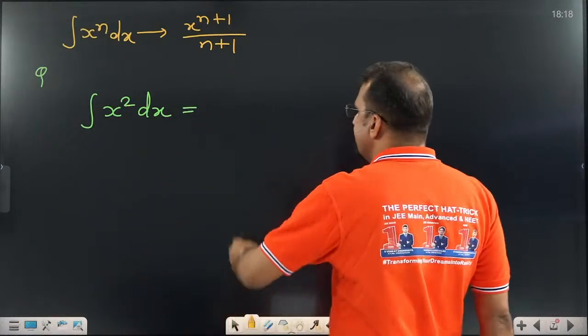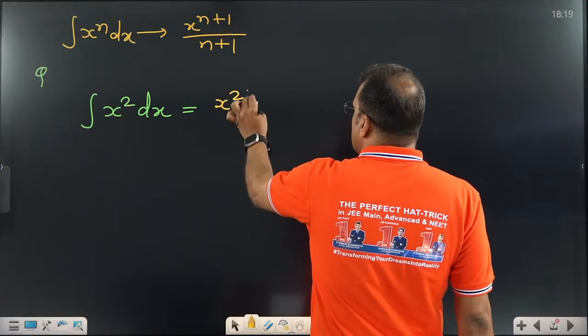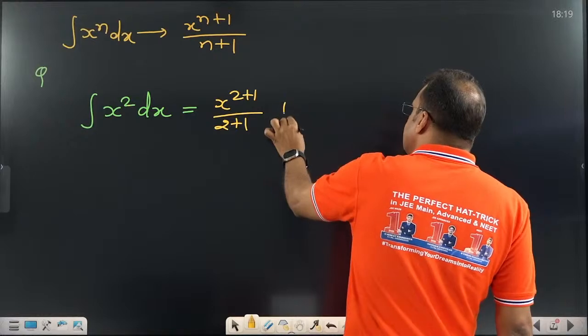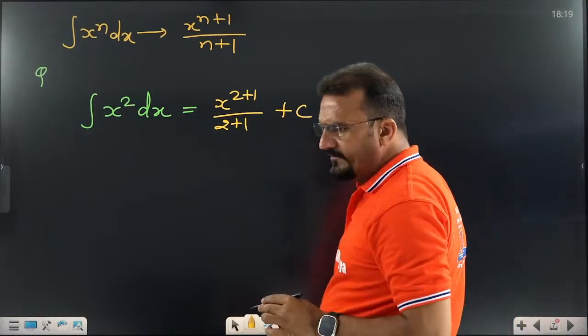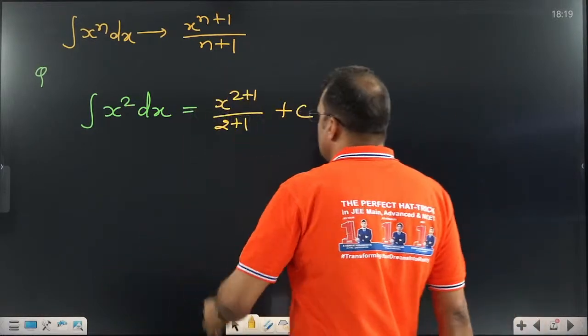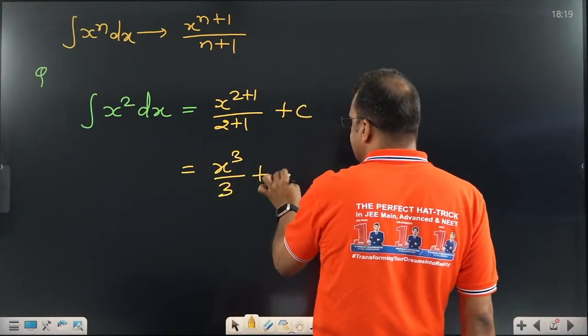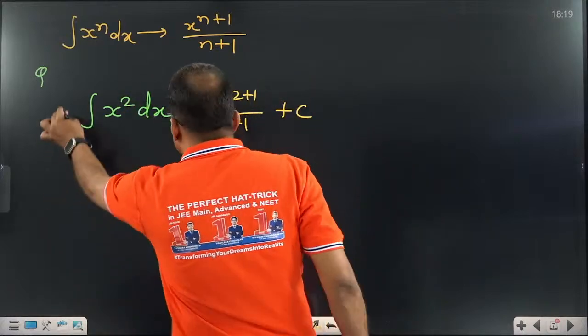That means this is going to be x power 2 plus 1 divided by 2 plus 1. See, I am putting C here. I will tell you the reason, don't be worried. That is going to be x power 3 by 3 plus C. Dear student, this is one example. This is question number 1.